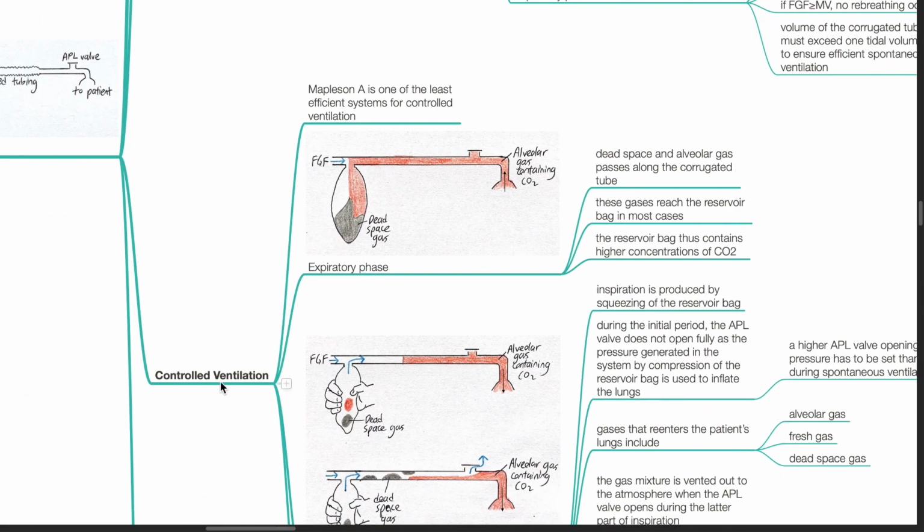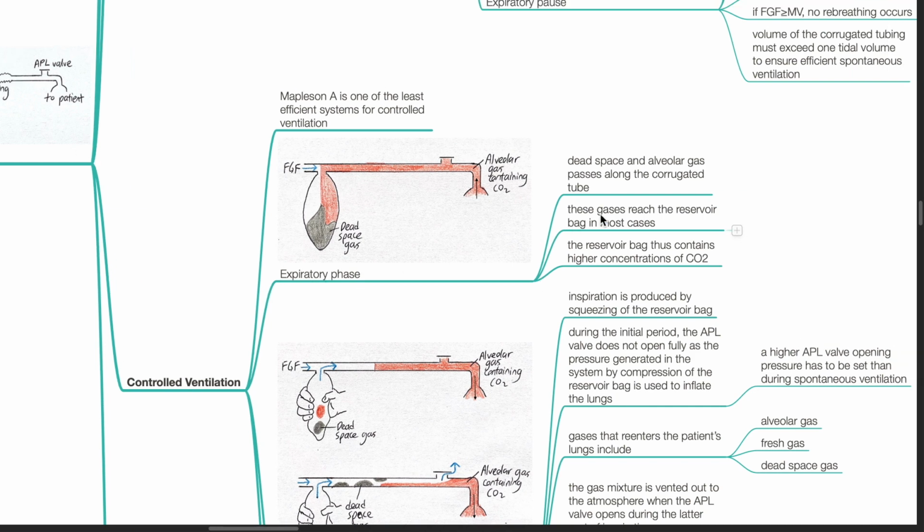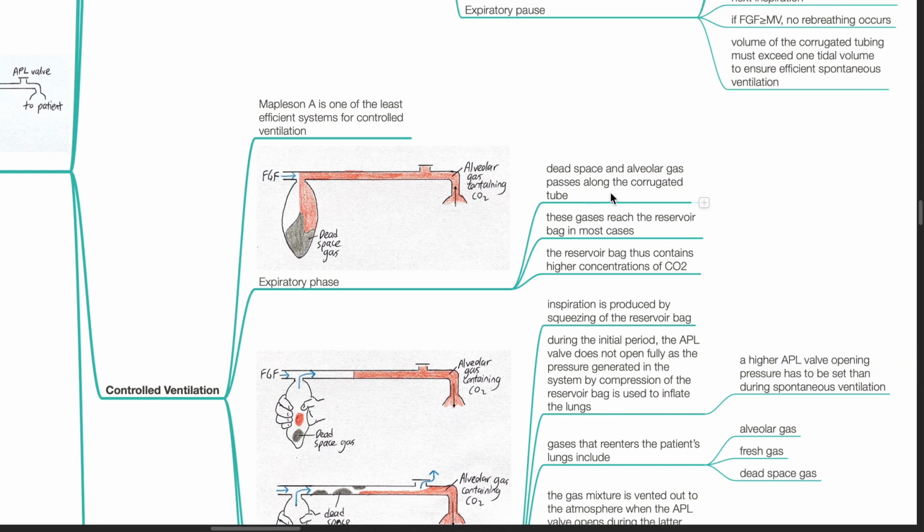Controlled ventilation. Mapleson A is one of the least efficient systems for controlled ventilation. During the expiratory phase, dead space and alveolar gas pass along the corrugated tube. These gases reach the reservoir bag in most cases. The reservoir bag thus contains higher concentrations of CO2.